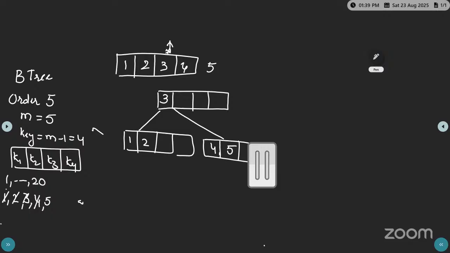Till now, any doubt? You are divided here. A node like this. 3 moves one level up. 3 belongs to the root node. And the below one belongs to 1, 2. And the down one belongs to 4, 5. 1, 2 are available to the left of 3, and 4, 5 are available to the right. Any doubt till now? No.